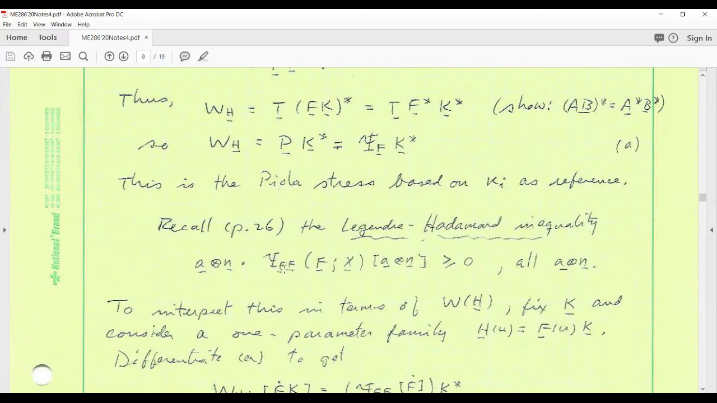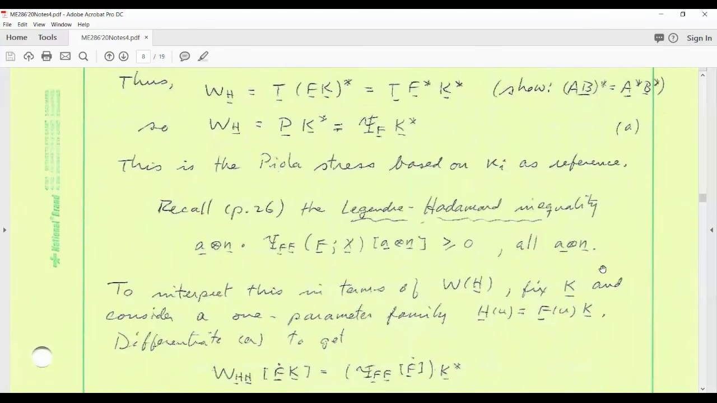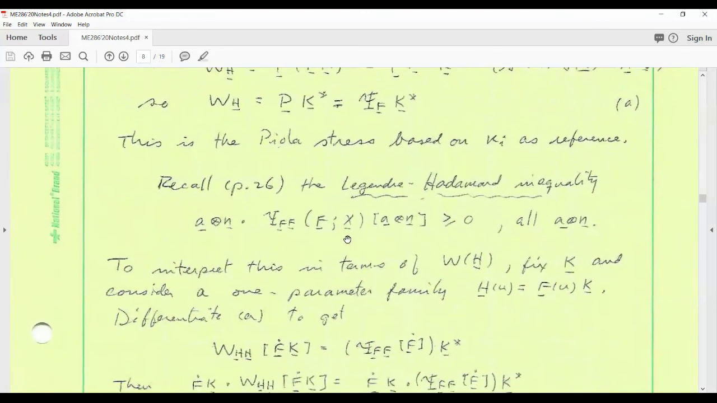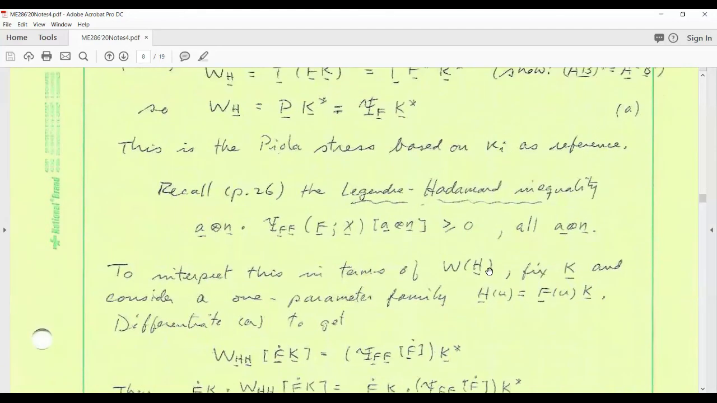Take two derivatives of the referential energy with respect to F, and you have, for arbitrary vectors A and N, this scalar being non-negative for all choices of A and N. That's a necessary condition that our Fs should satisfy, right? Well, the theory now is based not on psi. The physical content here is encoded in this W of H. So we'll go back to this equation.